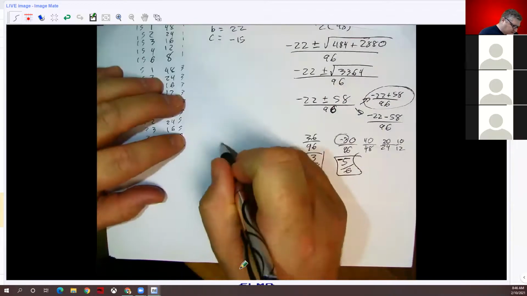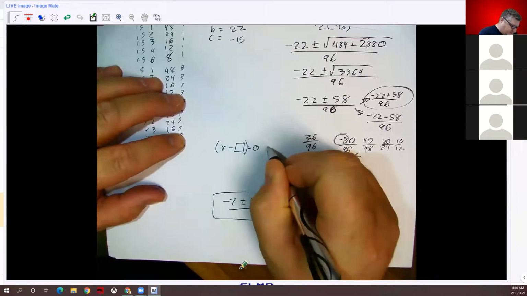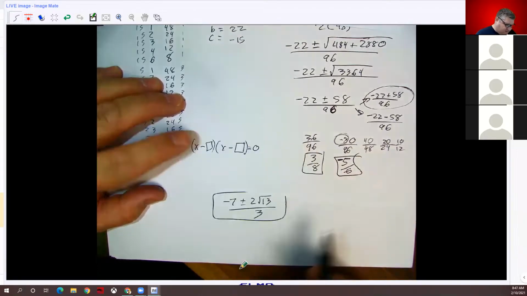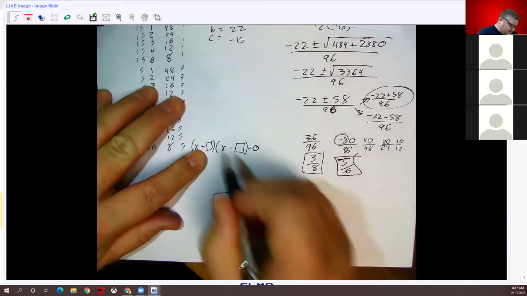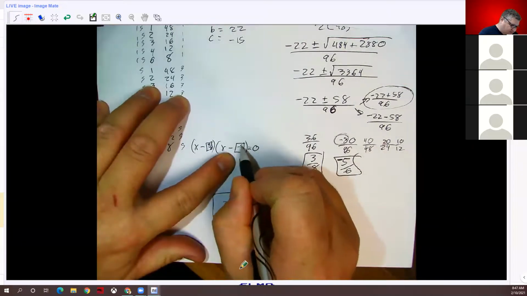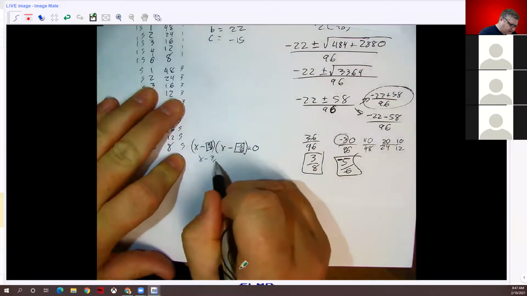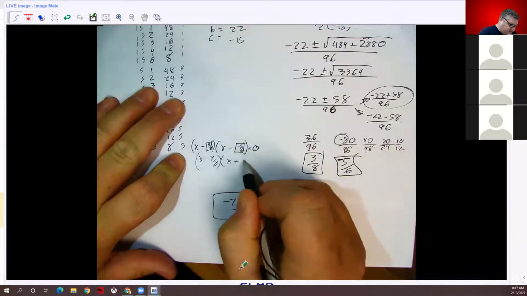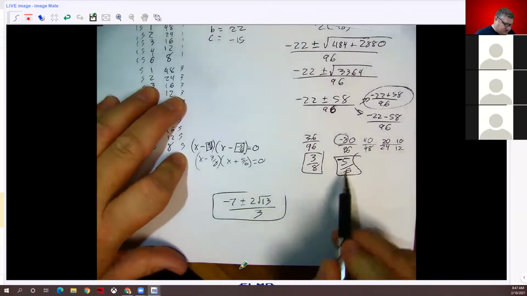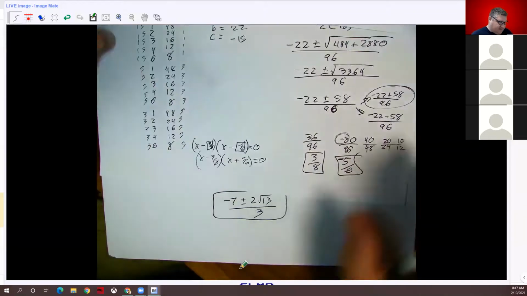So all we need to do is put them back in the set-equal-0 boxes. So all I have to do is take this, drop it in here, take that, drop it in here, like that. So in this case, x minus 3/8, x plus 5/6, just like that. So solutions get turned back into factors, you'll notice. Opposite signs, just like we would expect.